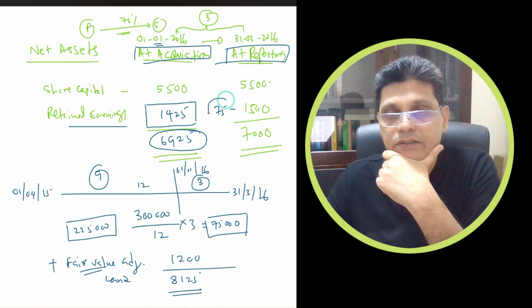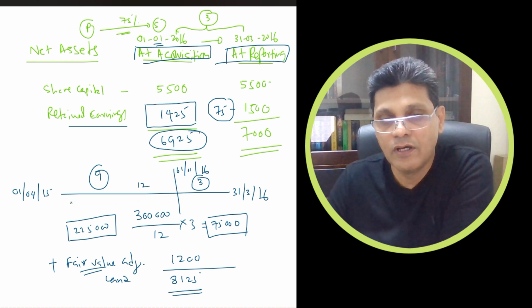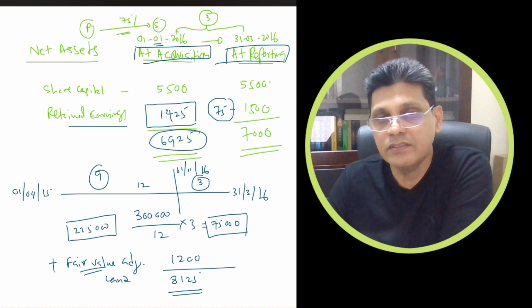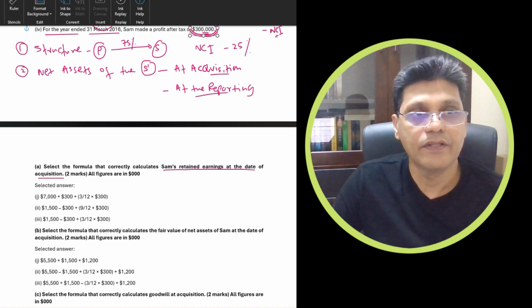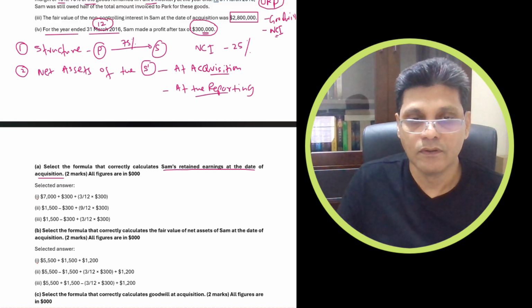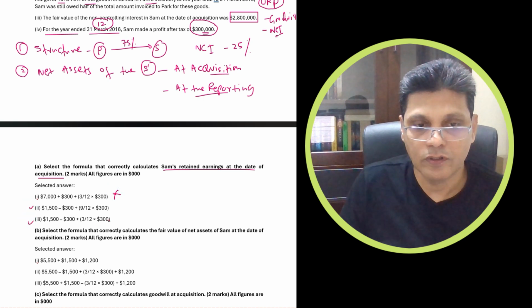So how did I get this number, 75,000? You are given the net profit earned for the year ended 31st March 2016 as 300,000, which I divided by 12 to arrive at 3 months post-acquisition profit. That post-acquisition profit I deducted to arrive at acquisition retained earnings. So if you look at the formula, you need to deduct from 1.5 million this 75,000. If you look at these formulas, the first one is 7,000, which is not at all correct. Then this is not correct. So the answer should be either this or this.